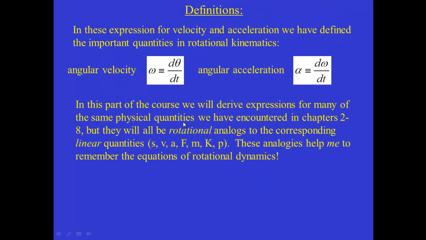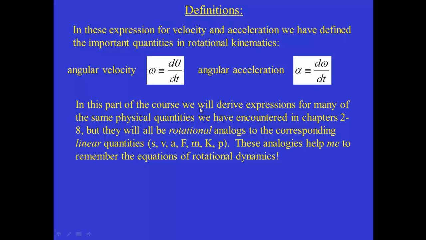So, just to emphasize this again, we are defining an angular velocity, omega, which is going to be in radians per second. It's the rate of change of angle. And the angular acceleration, alpha, is defined as the rate of change of the angular speed. So this would be radians per second squared.